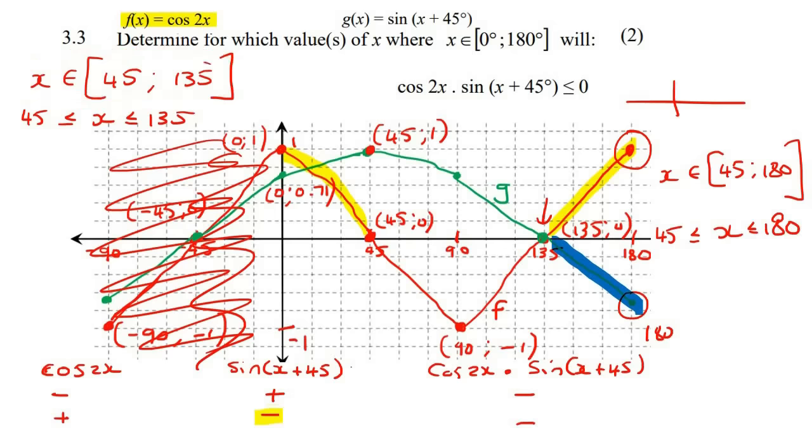Because we're going up to 135 for this first part, and then this answer goes from 135 anyways. So we might as well just say that it's all the way from 45, which is where the previous answer started, and just go all the way through to 180.